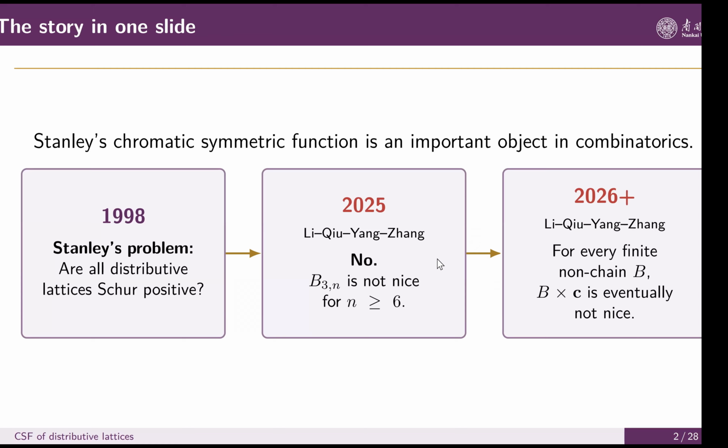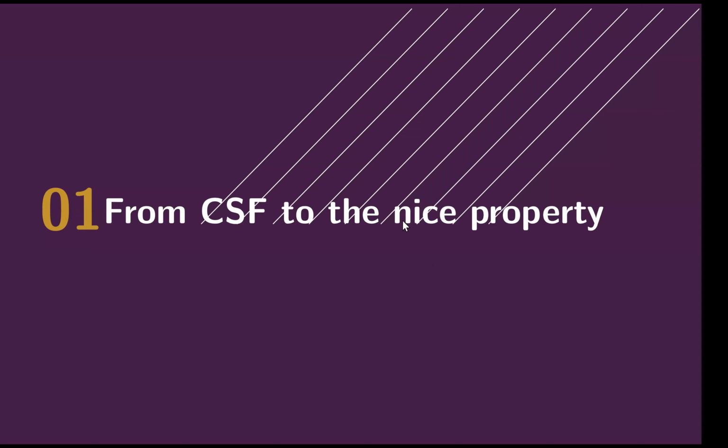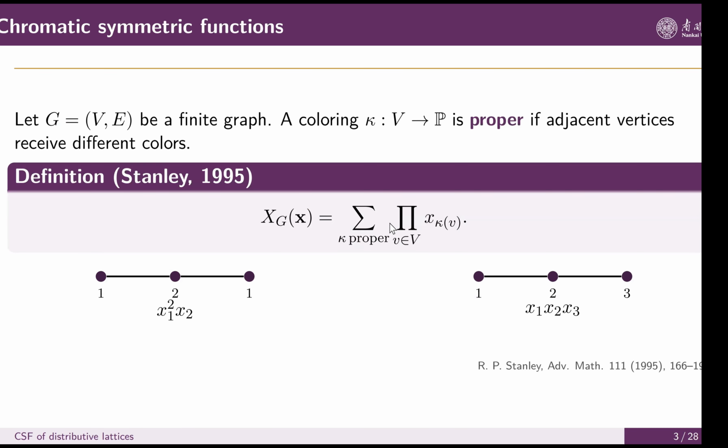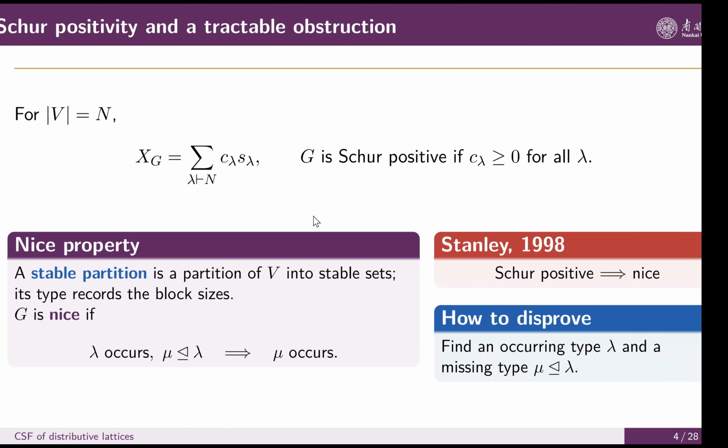So we'll start from the backgrounds. The definition of chromatic symmetric function is by Stanley in 1995 and is well known. It's summing over all proper colorings of a graph, and for each proper coloring, we add a monomial: x_i to the multiplicity of color i. So it's a generalization of the chromatic polynomial and has many nice properties. One of the properties that combinatorialists care about is the Schur positivity.